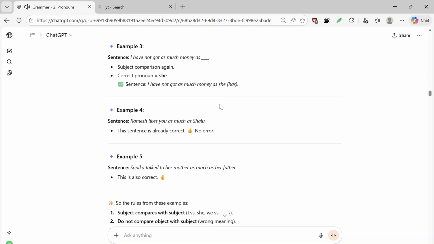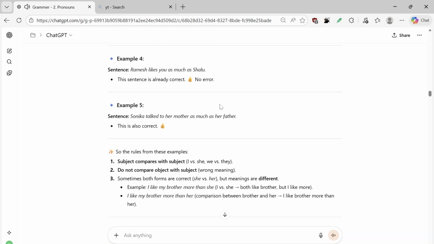Example 4. Sentence: Ramesh likes you as much as Shalu. This sentence is already correct, no error. Example 5. Sentence: Sonika talked to her mother as much as her father. This is also correct. So the rules from these examples: 1. A subject compares with a subject: I versus she, we versus they. 2. Do not compare an object with a subject, as it gives the wrong meaning. 3. Sometimes both forms are correct, she versus her, but the meanings are different.